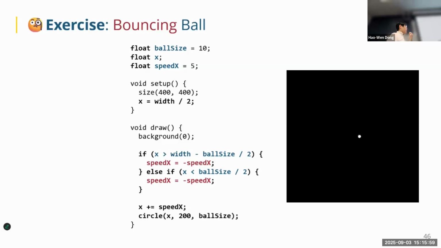But for the bouncing ball, you want to do some if else. This is the syntax: if, and then you have the parentheses to say what the criteria are. If the criteria is true, then you do this. Otherwise, you do this. But this is else if, where you combine two if statements together.